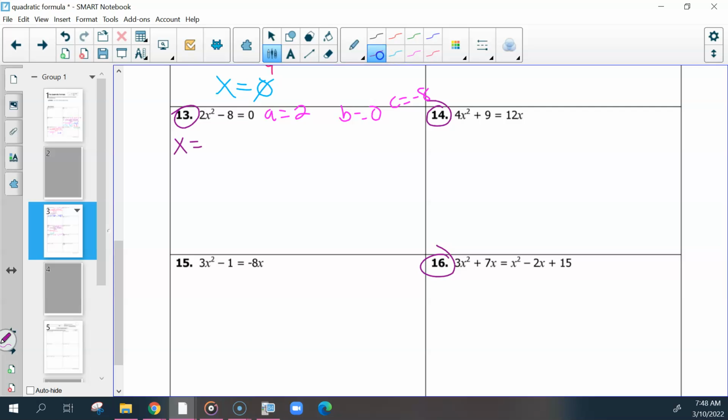So x equals negative 0 doesn't really make sense, but I'm just going to put that. Plus or minus the square root of b squared minus 4 times a times c all over 2a. Good. Okay.